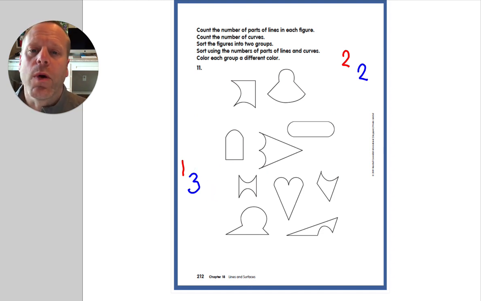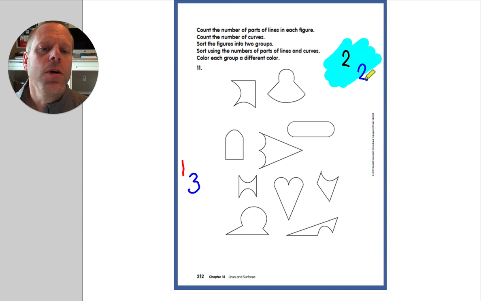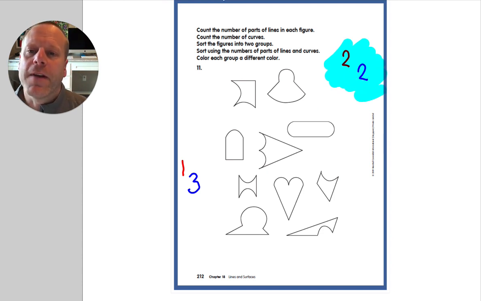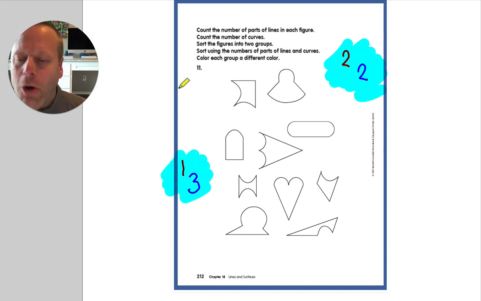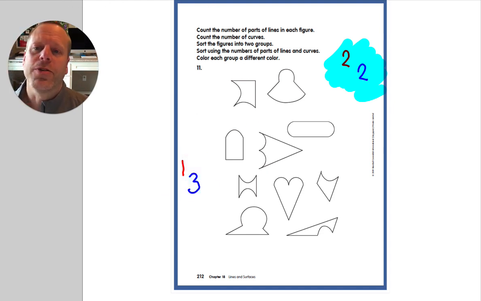So why don't we do this? Why don't we say if it has 2 and 2, we color it blue. If it has 1 and 3, I don't care what you color. Oh, don't do blue. That's the one you can't do, Mr. W. Okay, fine. Okay, so if it's 2 and 2, color it blue. If it's 1 and 3, color it yellow. So if I look here, this is definitely 1 curve and 3 lines, color it yellow.